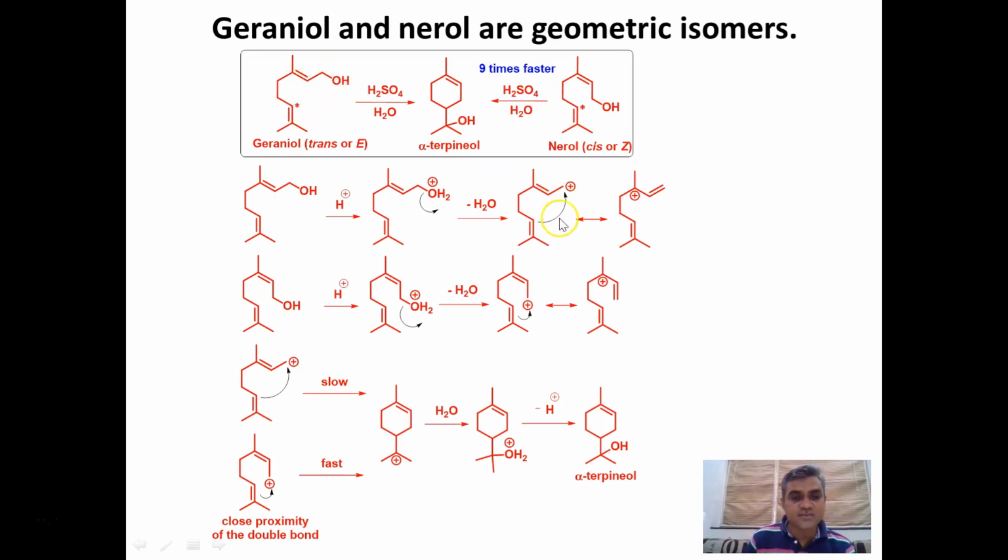So in the mechanism, first of all, geraniol as well as nerol are both protonated. Protonated OH is a very good leaving group, and we get a carbocation. This carbocation is trapped by the trisubstituted double bond and we get a cyclization here. Now this cyclization process is very slow for geraniol because the groups are away from each other, whereas for nerol it is very close and therefore fast, and we get a tertiary carbocation. The tertiary carbocation is trapped by a water molecule and subsequently we get alpha terpineol. So in this way we have seen that geraniol and nerol are geometric isomers, and nerol undergoes cyclization 9 times faster than geraniol.